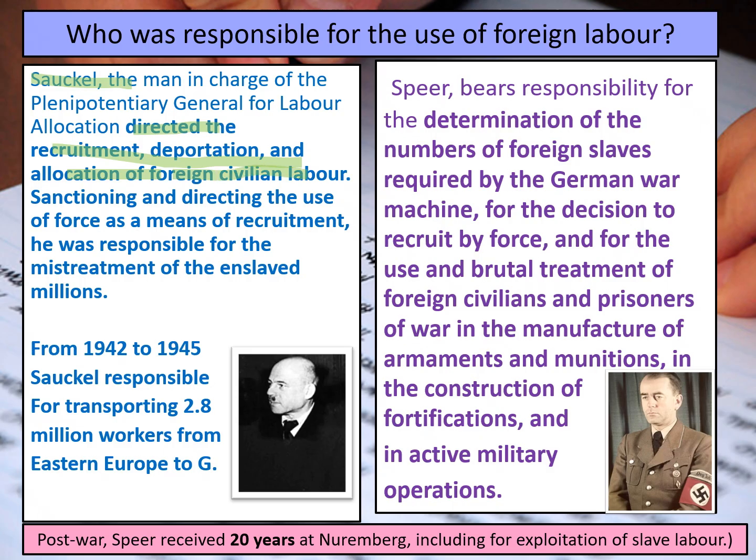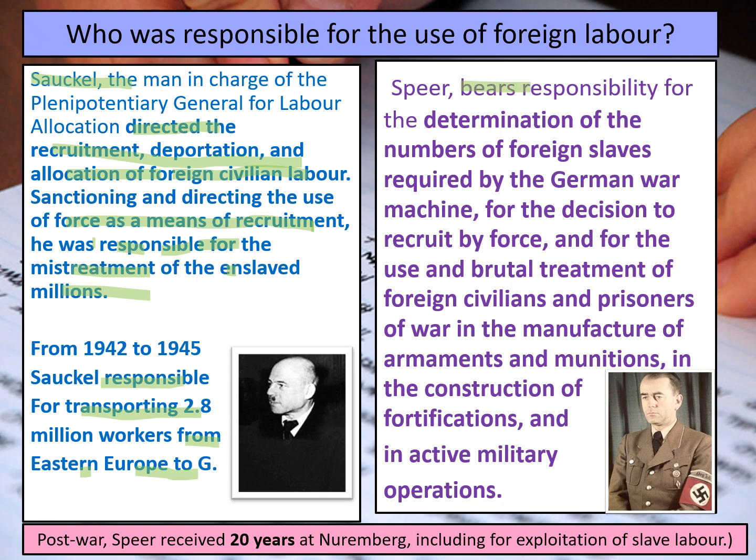He was also somebody that used force as a means of recruitment, and he is responsible for the mistreatment of enslaved millions of people. So we certainly can't reduce his role. He personally was responsible for the transportation of 2.8 million workers from Eastern Europe to Germany. However, we can't say that he is fully responsible for the use of foreign labour.